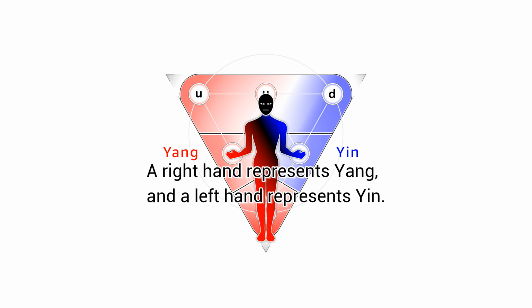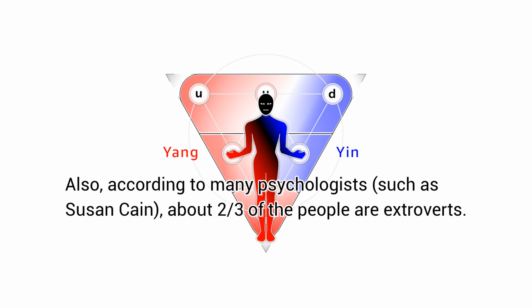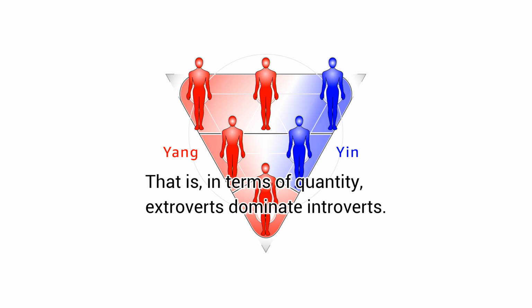A right hand represents yang, and a left hand represents yin. And many people are right-handed. Also, according to many psychologists, such as Susan Cain, about 2/3 of the people are extroverts. That is, in terms of quantity, extroverts dominate introverts.